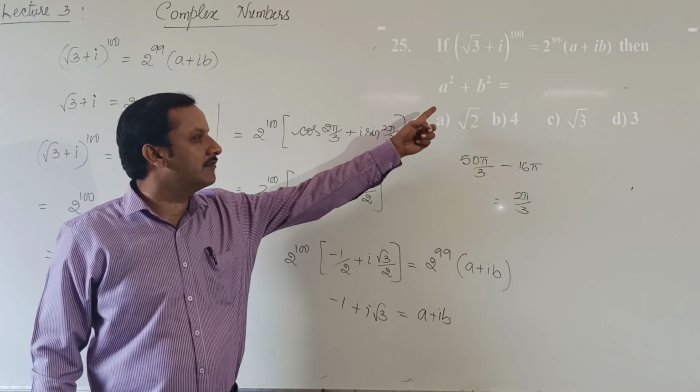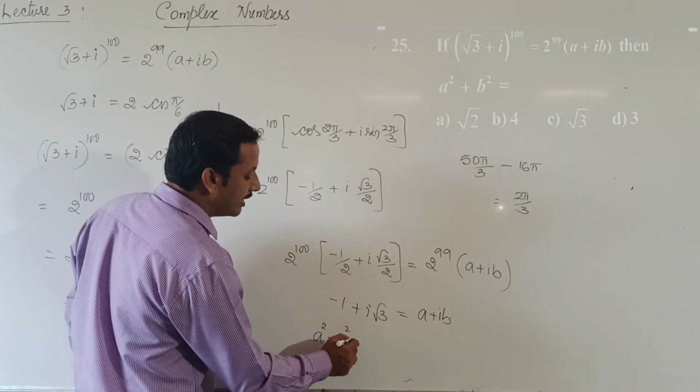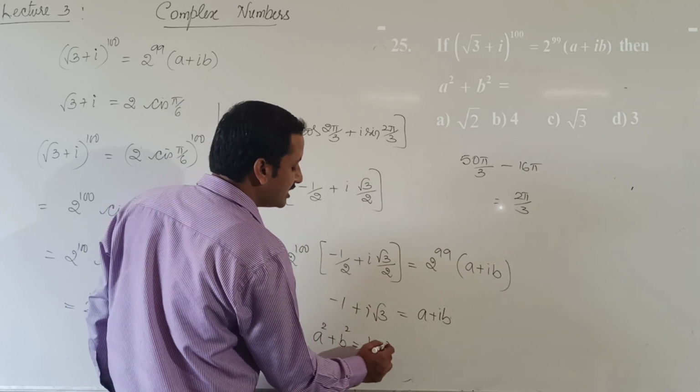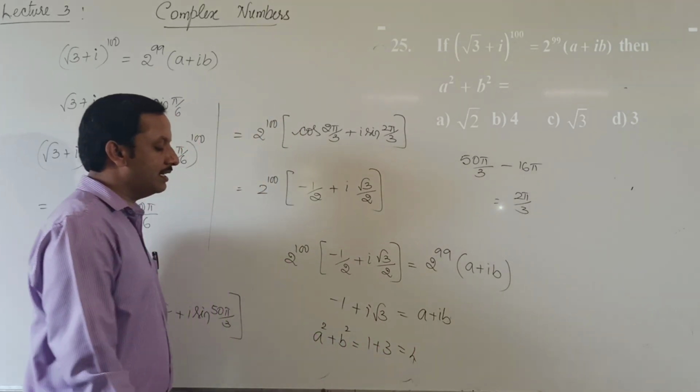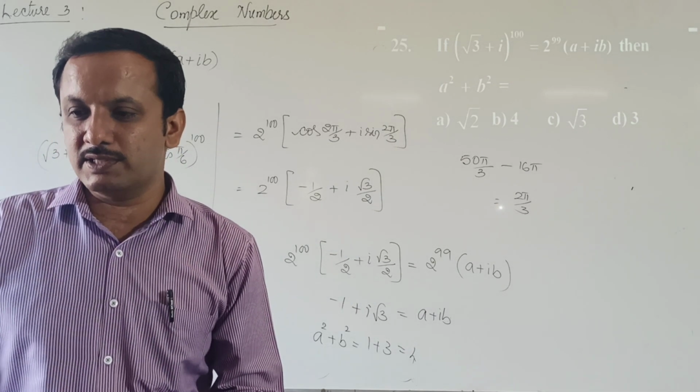What do you want? You want a square plus b square. A square is minus 1 whole square, that is 1. Plus b square is root 3 whole square, which is 3. So the answer is 4. 1 plus 3 is equal to 4. Second option is the right answer.